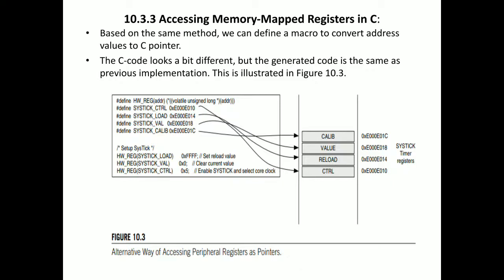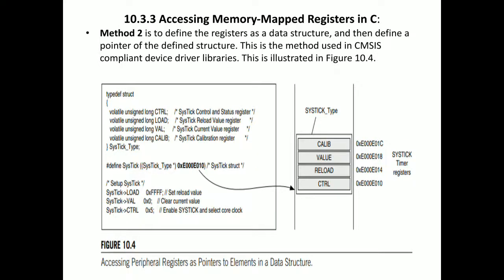Then the second method is to create the registers as data structures and then make them pointers. First define the registers as a data structure, and then define a pointer of the defined structure. First they create a link with each of the variables, then they define them as a pointer.